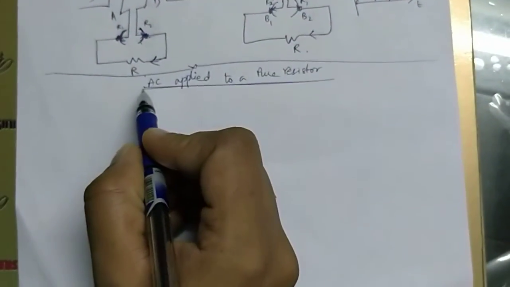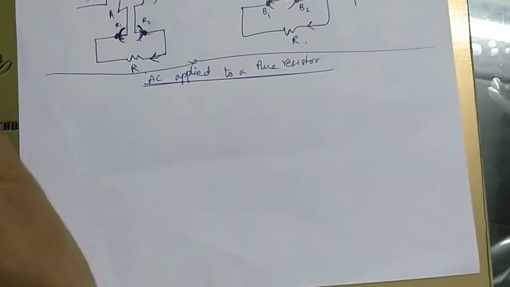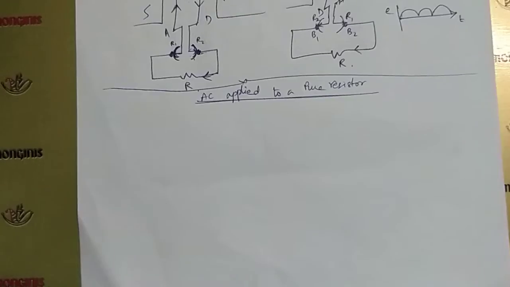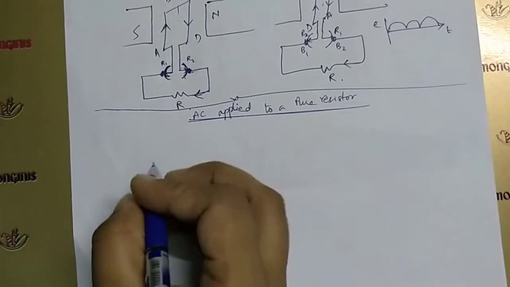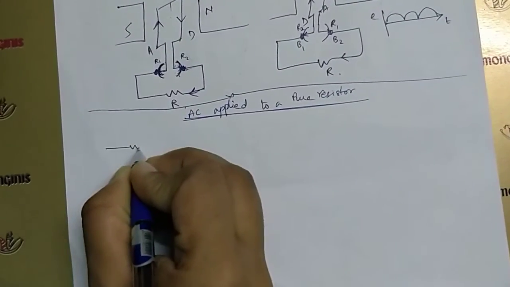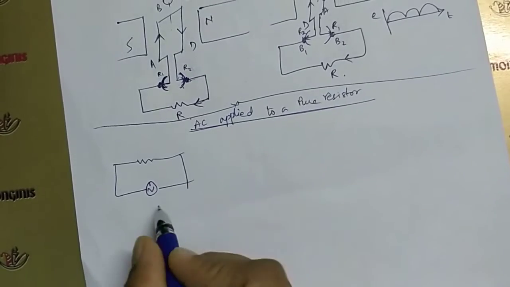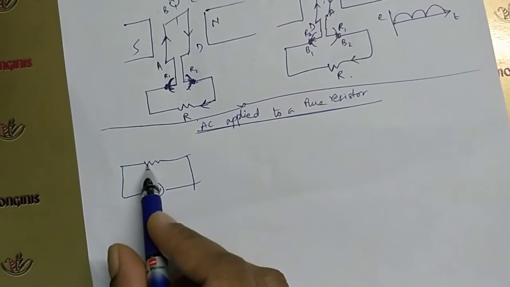Okay, our next topic is AC applied to a pure resistor. So here it is. You have a resistor here and an AC source. This is the symbol of an AC source, and this is a resistor.